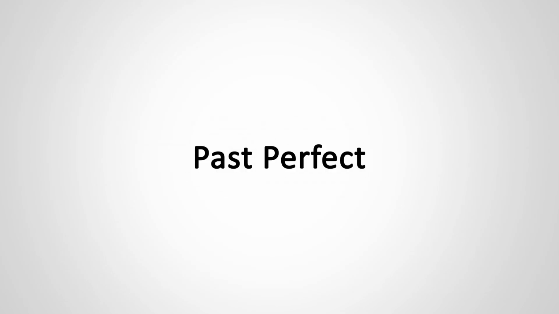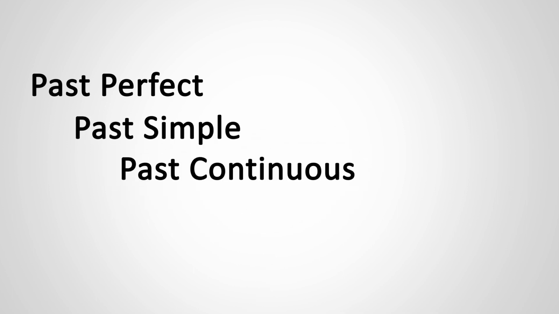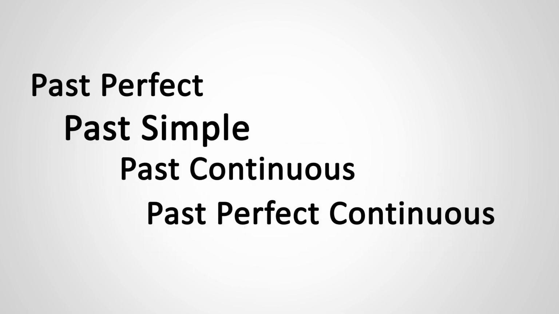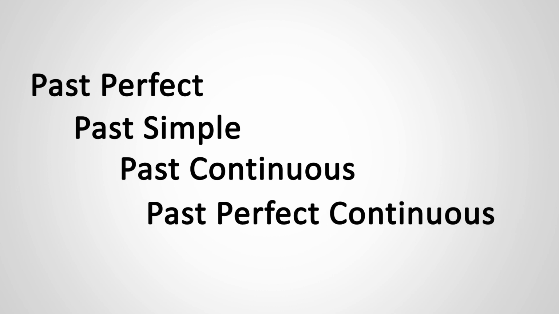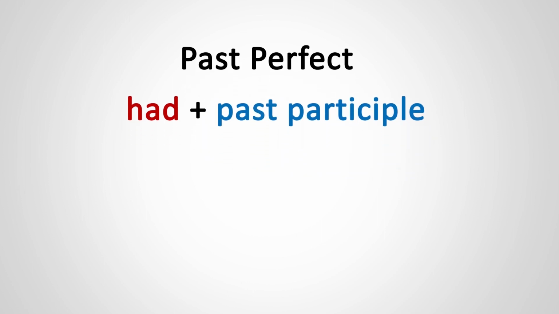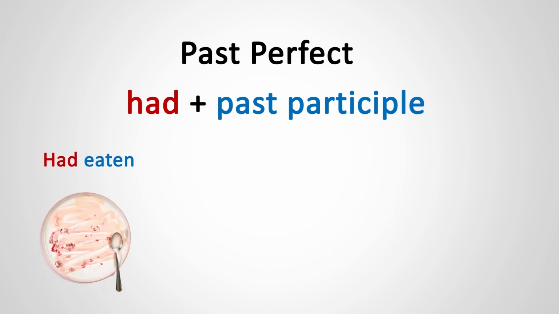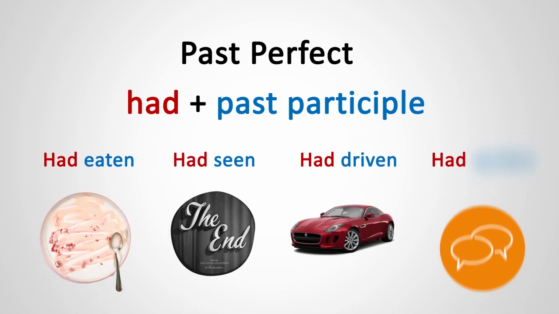The past perfect is one of the 4 main past tenses of the English language, along with the past simple, past continuous, and past perfect continuous. We use had plus past participle to form it. So, for instance, had eaten, had seen, had driven, had spoken, and so on.